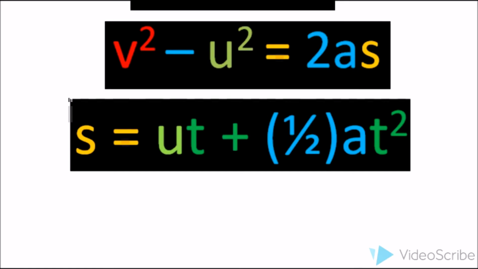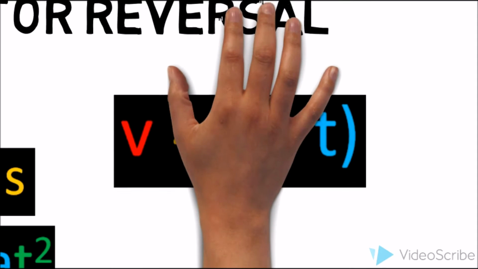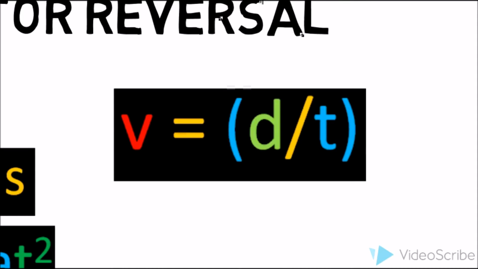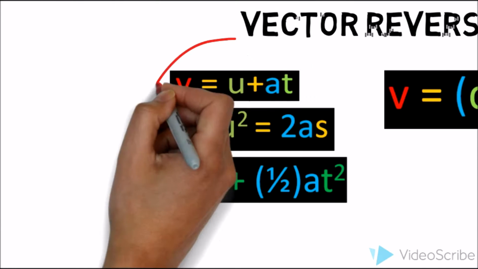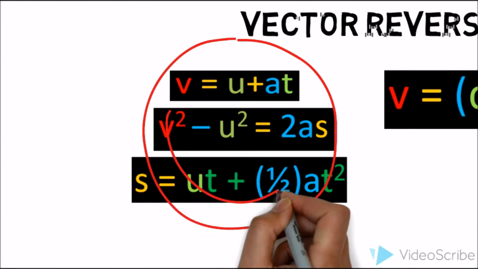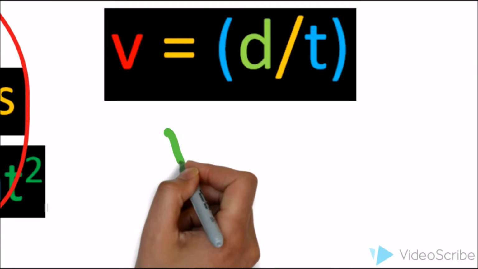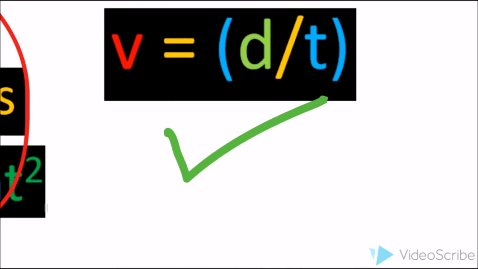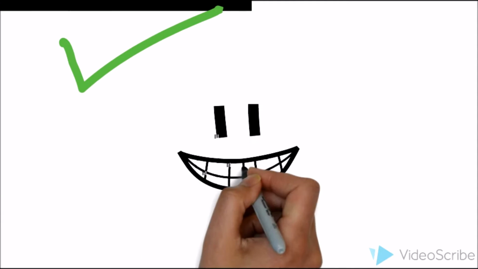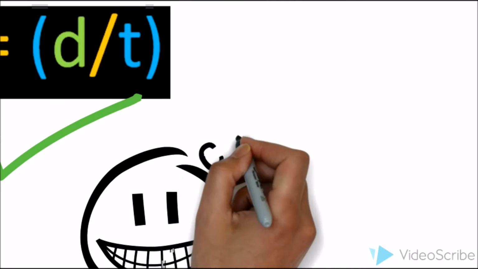But here we are forgetting one of the most basic equations of kinematics, that is velocity equals displacement over time. Here I'm with the good news. We are not going to use the first 3 equations in this video, just the last equation. Isn't that cool? Yeah, that is very cool.